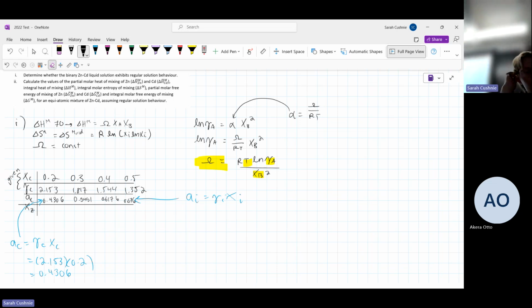The next thing I'm going to calculate is our x of z. So this is the molar fraction. We know that there's only two components in the mixture. So you know that 1 is equal to xc plus xz. So to calculate xz, I'm just going to do 1 minus xc. So for example, this value right here, xz is going to be 1 minus 0.5, which is equal to 0.5. I'm going to fill those in.